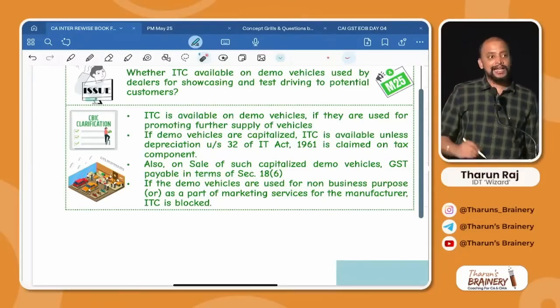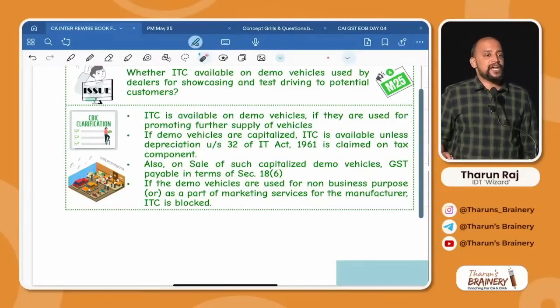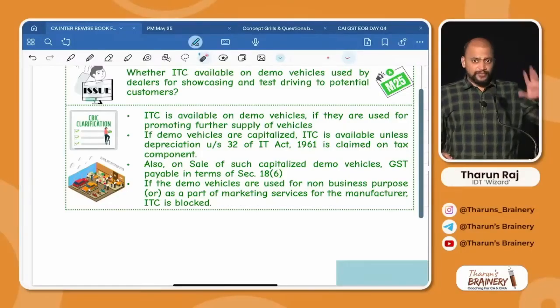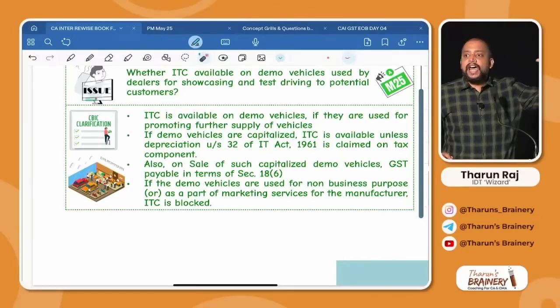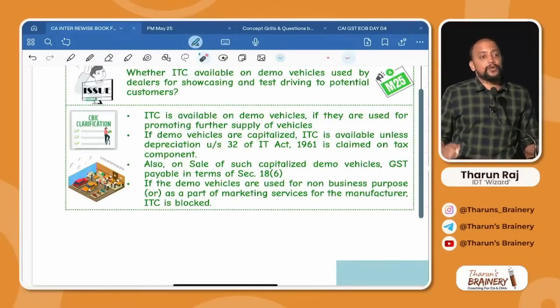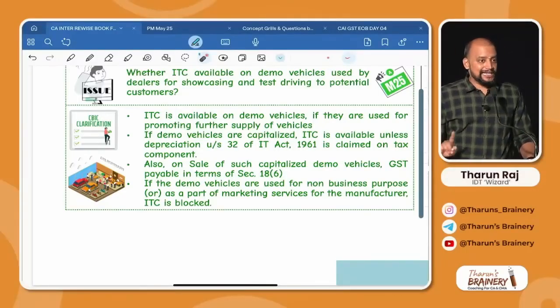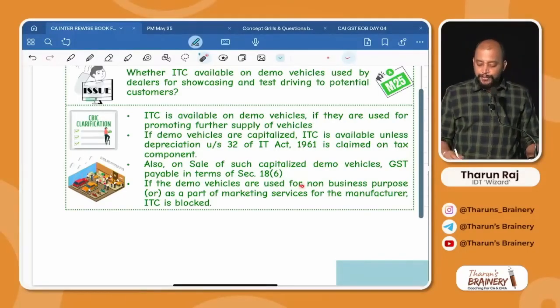Or as a part of marketing services for the manufacturer, they will not give it for test drive. They will keep it only in airports or somewhere like an exhibition, and just display it. On that, ITC cannot be taken; only on cars used for test drive can we take ITC. Is it clear? So non-business purpose or as a part of marketing service.